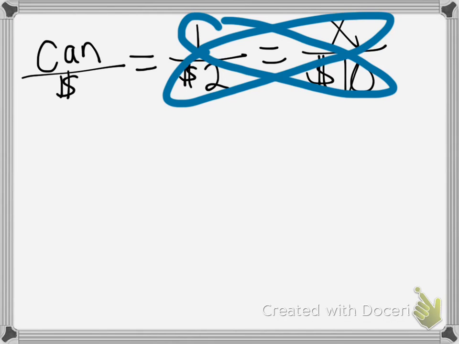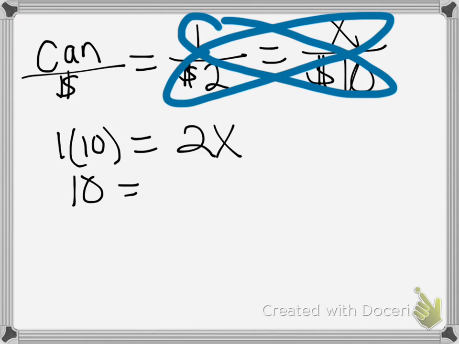So I know that 1 times 10 equals 2 times x. So first thing I did was write my equation. Once I wrote my equation, now I can solve for x, that's my variable. So 1 times 10 is going to give me 10 equals 2x. Well, now I need to solve for that x. To get that x alone, this is saying 2 times x, so I'm going to do the opposite operation of multiplication. That's division. So I'm going to divide 2 on each side.